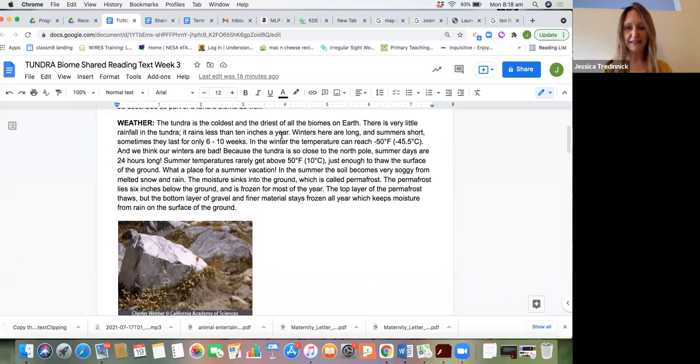That is really cold. So when I think about here, it might get to maybe minus 1, minus 2, I could be wrong, as the coldest. If I think of minus 45.5, that's going to be really cold. And we think our winters are bad.